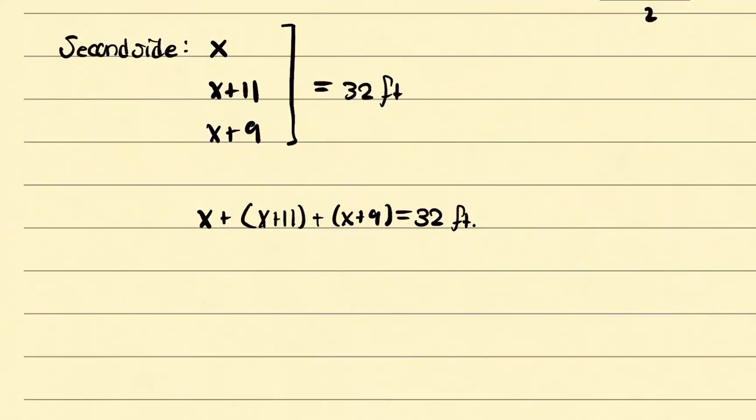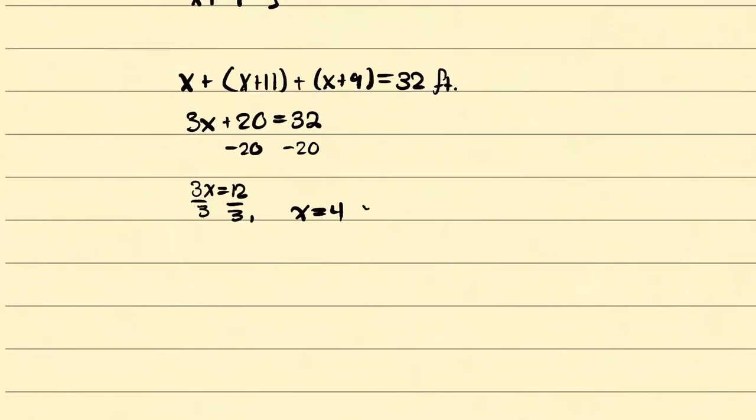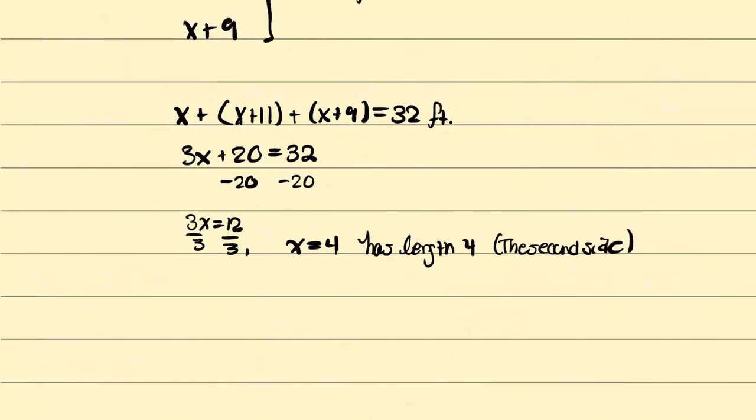So I have x and x and x, so I have 3x plus 20. That's me adding 11 and 9, to get 32. I'll subtract 20 out to get 3x is equal to 12. Divide both sides by 3 to get x is equal to 4. So the second side has length 4.